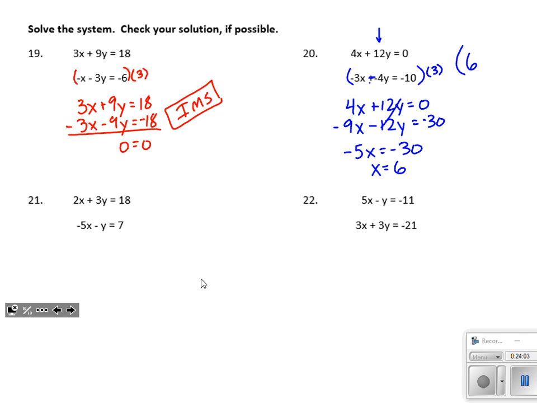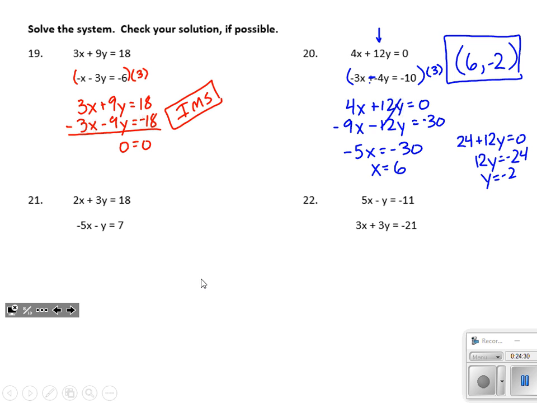Okay, so I know there's a solution. Now I just need to substitute that 6 back into one of my equations above and solve for y. So 4 times 6 is 24, plus 12y equals 0. Well, that means 12y equals negative 24, and y has to be negative 2. Okay, and if I were to check my solution, I would simply plug those values for x and y into the equations that I was given. Make sure that they produce the correct solution, a true statement.